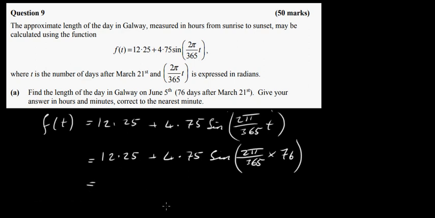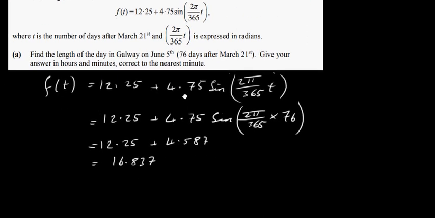Okay, so when you do this, you get 12.25 plus, you can find the sine of this on your calculator. Make sure your calculator is in radians. Multiply your answer by 4.75 and you get 4.587. After that, just add these two together and you get 16.837. That's the length of the day.